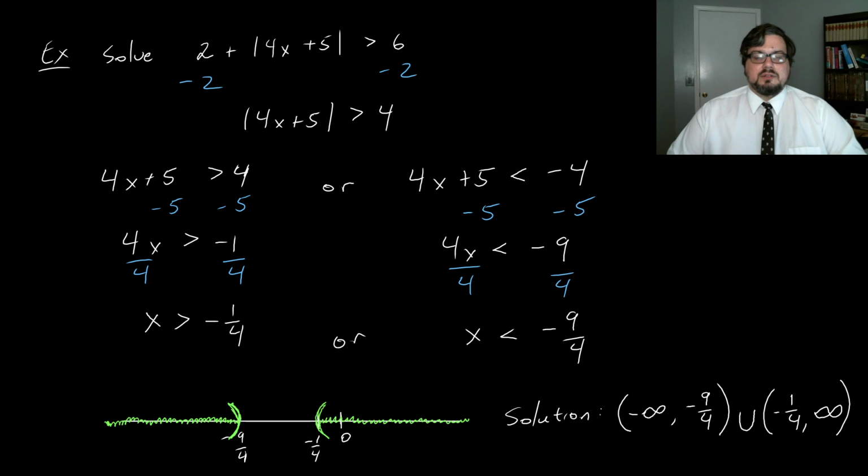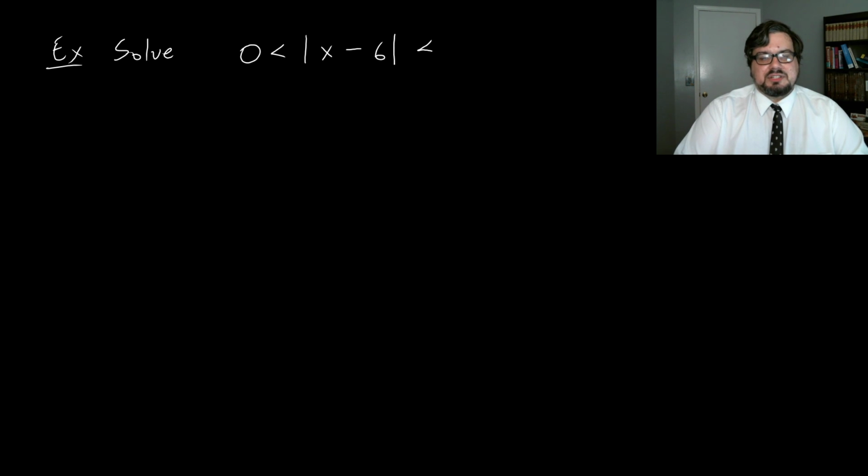Now, the next thing to look at is what happens when we have a compound inequality involving an absolute value. Now, this really can be handled using all the techniques that we've seen before, but let's see an example of how that can go. So let's solve the inequality 0 is less than the absolute value of x minus 6, which is less than 10.